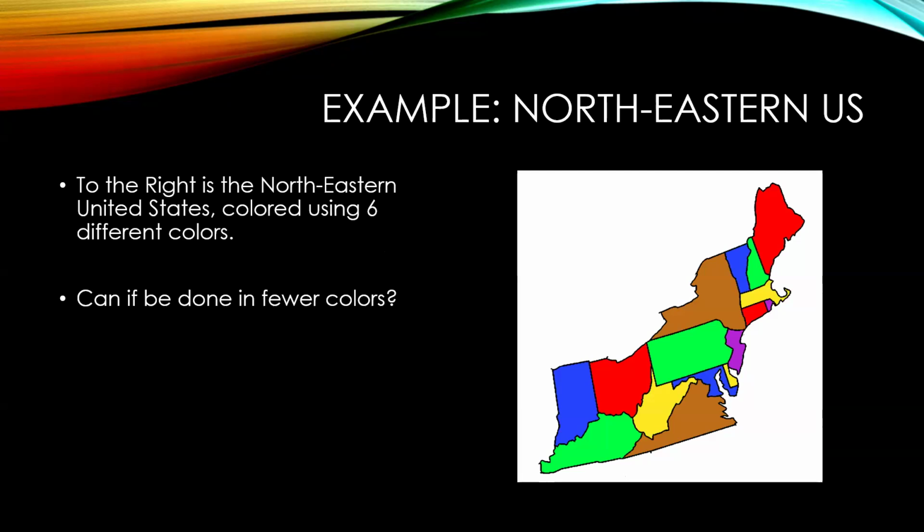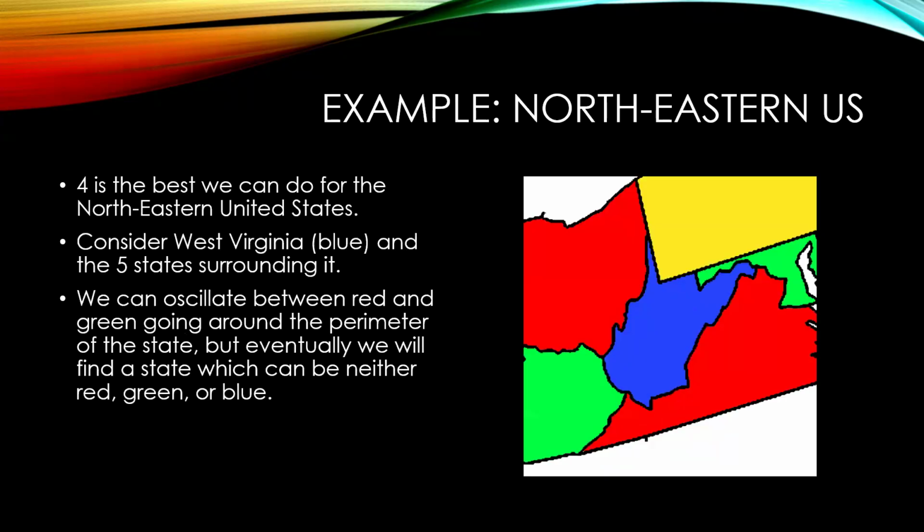Let's look at the example of the northeastern United States. Here we have colored it using 6 different colors. Can we do fewer? We can. Here it is done with 5 different colors. Can we do it with fewer colors? We can. Here we have it with 4 different colors. Can it be done in fewer colors? In this case, we cannot. For some maps, you certainly can, but in this case, we cannot.